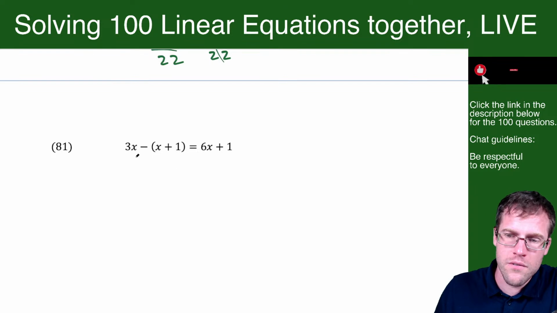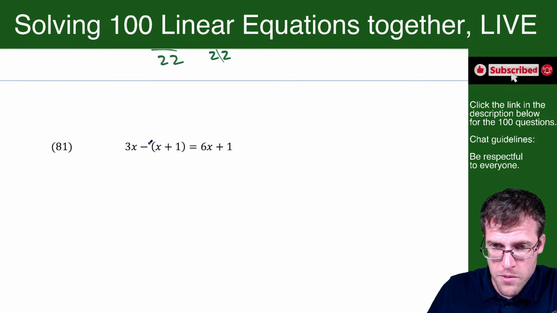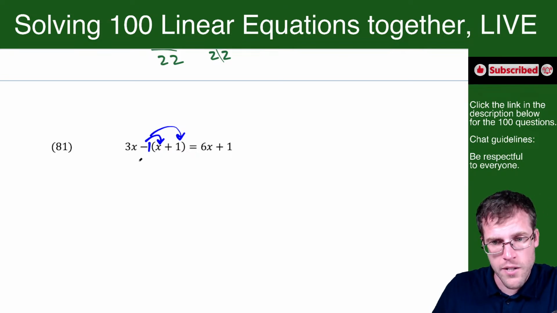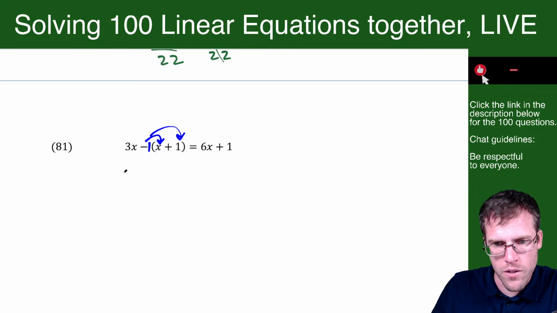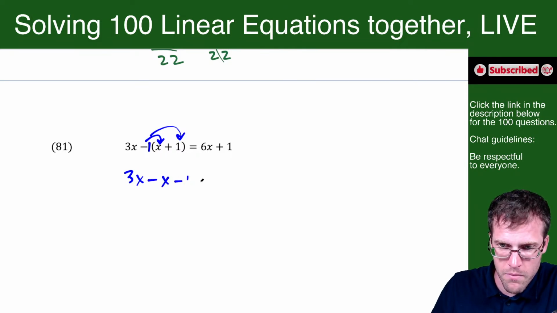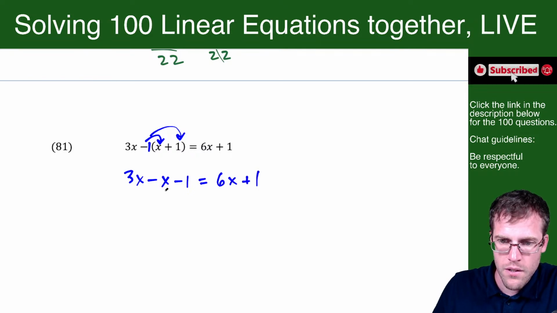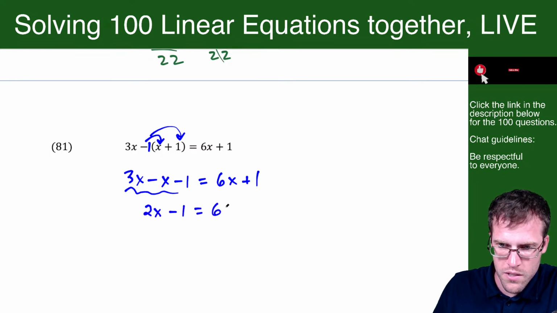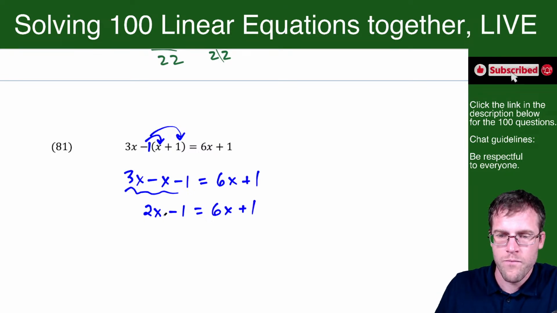All right, so here, that's an invisible 1 in front. So distribute the negative 1. So question 81, we're distributing that invisible negative 1. We're going to have 3x. And now negative 1 times x is minus 1x. Minus 1 times positive 1 is minus 1 equals 6x plus 1. And now combine like terms. That's 3x minus 1x is 2x minus 1 equals 6x and then plus 1.